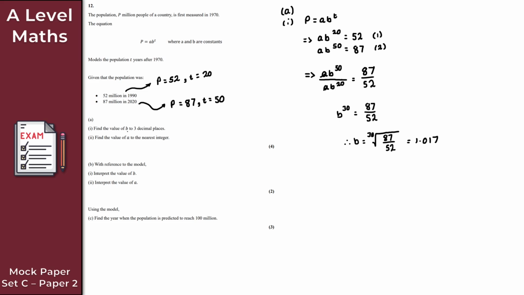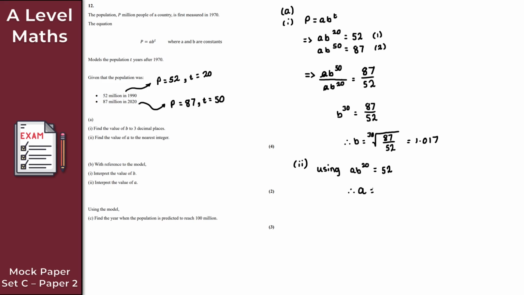Now, what we also want here, then, is the value of a to the nearest integer. So for a part 2, all we're going to do is use either equation 1 or equation 2, right? It really doesn't matter. You can use either equation here. So let's just use equation 1. So ab to the 20 is equal to 52, then I know here that a is equal to 52 over b to the 20, right? Where b is 1.017.